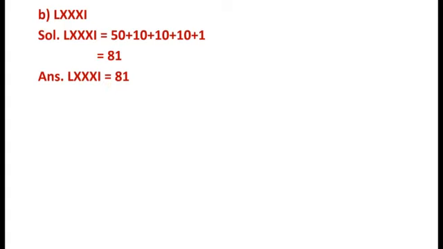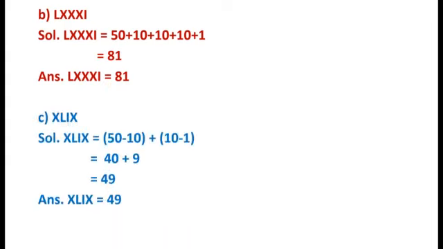LXXXI is 81. Next question is XLIX. Okay, so you can see here, children, X and L. X is a smaller number than L. L has the value 50. So you know that whenever a smaller number comes first, the smaller one will get subtracted from the bigger one. So X will be subtracted from L, that is 50 minus 10.